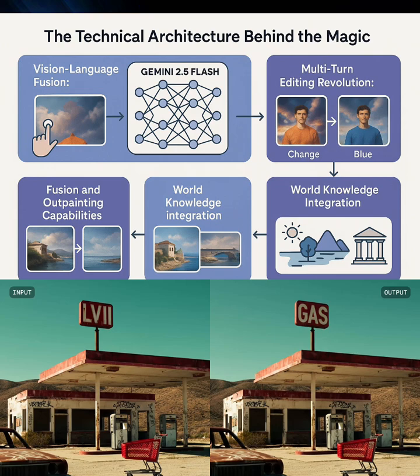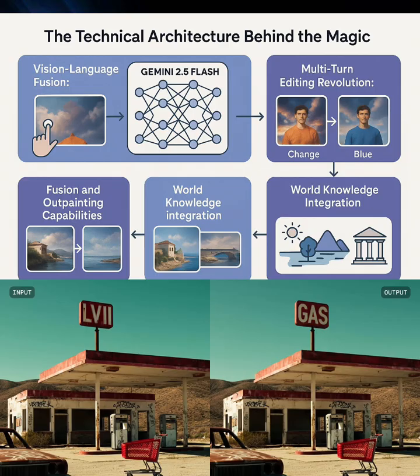Fusion and outpainting capabilities. Beyond simple edits, the model can merge multiple images seamlessly or expand scenes naturally through outpainting. This isn't just about adding pixels to the edges, it's about understanding spatial relationships, maintaining perspective, and creating believable extensions of existing scenes.